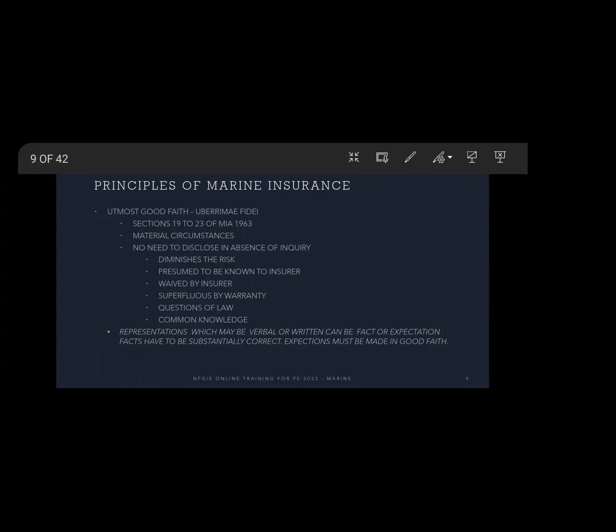With respect to utmost good faith, there is a concept called representation. A representation is either verbal or written, and it can be a fact or an expectation. The facts have to be substantially correct. Need not be 100% correct, but substantially correct. And expectations, they have to be made in good faith.